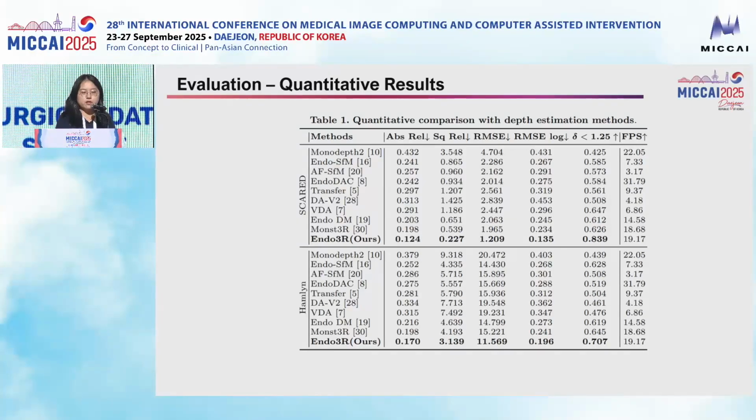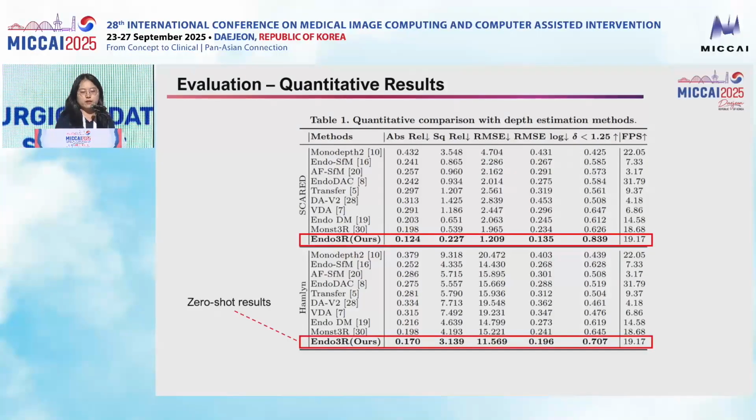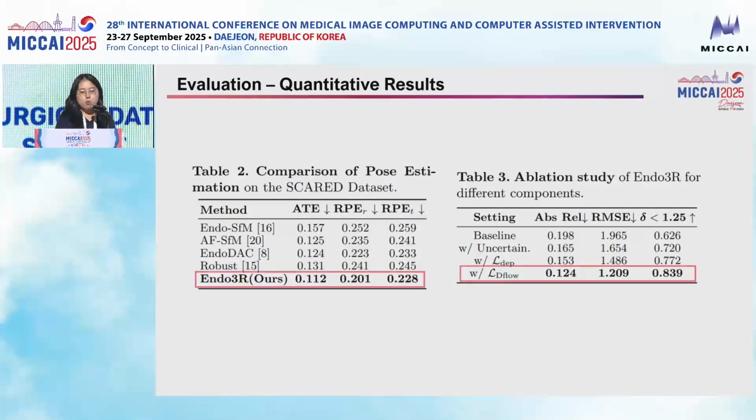We compare with both surgical methods and the general methods. And it shows that our method could significantly outperform all the previous methods and also maintain a competitive speed, like 19 FPS. And we have also conducted a zero-shot test on the Hamlyn dataset, which means our method hasn't been trained on this dataset before. And we can also achieve the best performance. And we have also conducted pose estimation comparison on the SCARED dataset, comparing with previous methods. It shows that our method also achieves the best performance.